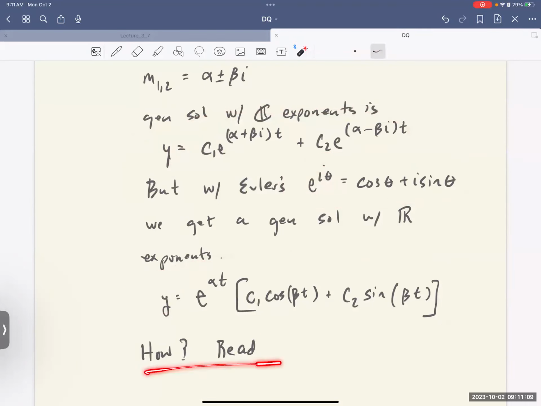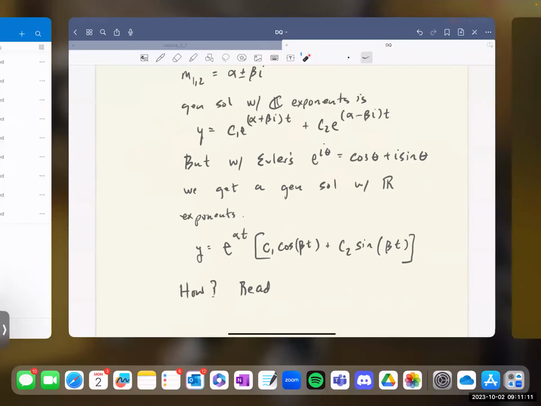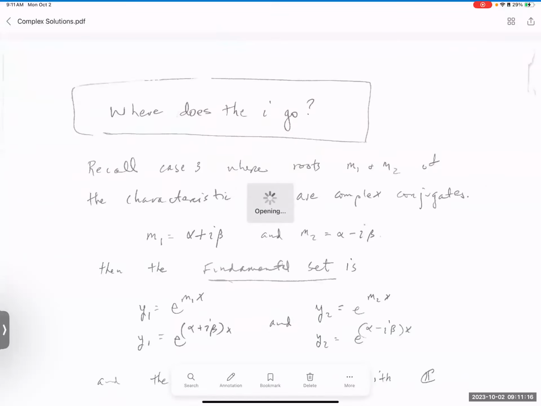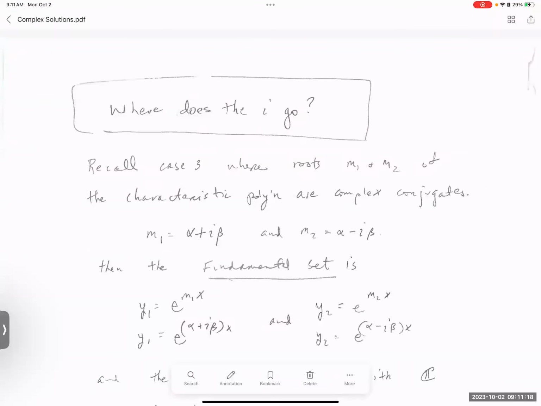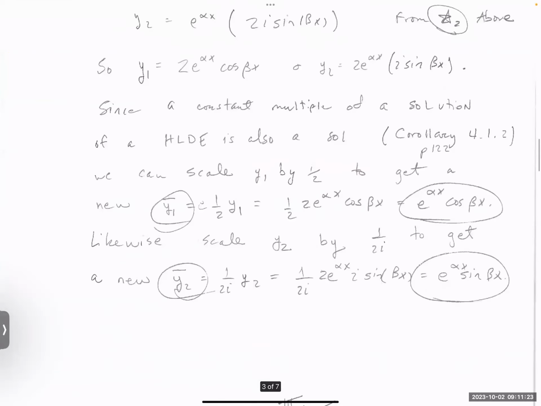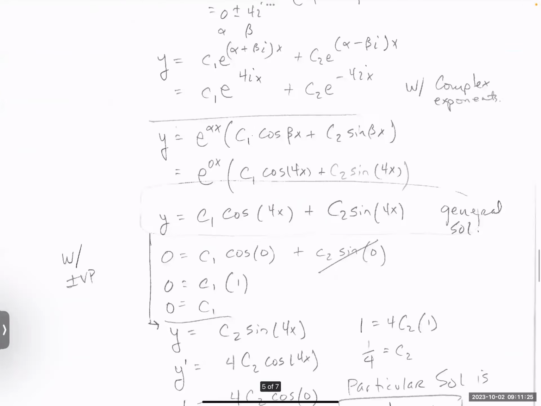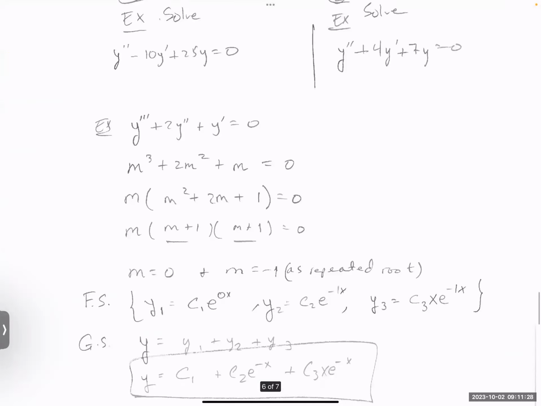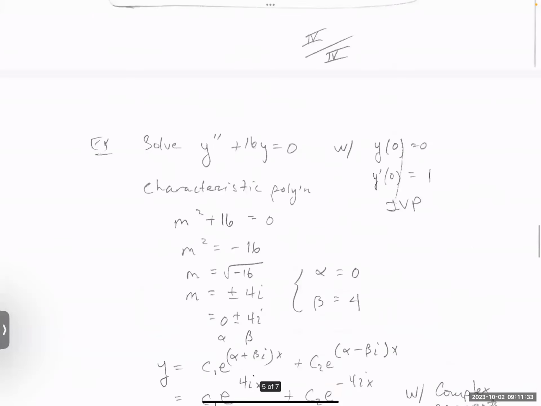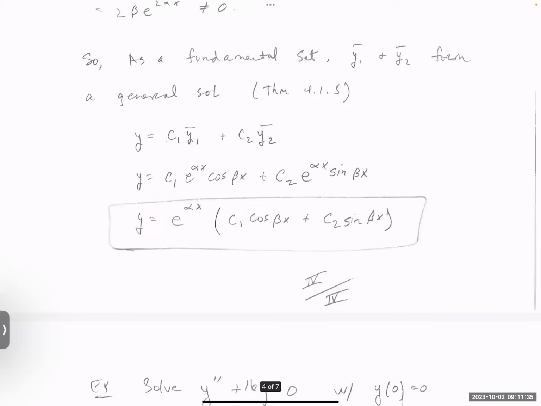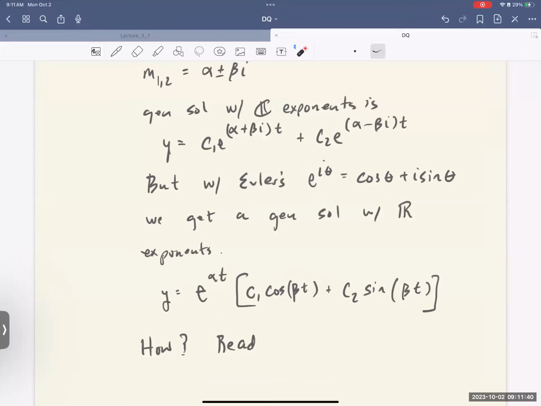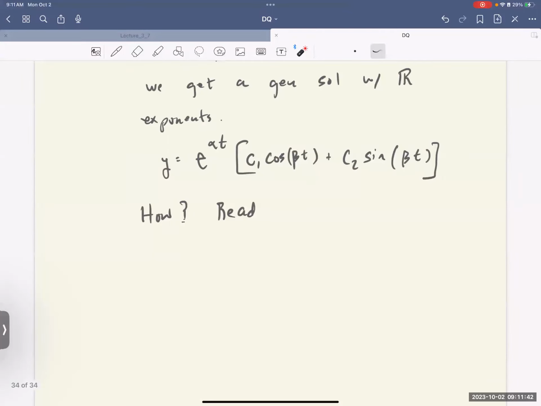As far as how that works out, we can talk about it later, but there's a file in your OneDrive for complex solutions. If you click that, I'll just show you real quick. It's page 1 of 4. This explains how Euler's formula works out to give you that, and I have some examples in there. Euler's formula gives you the general solution with the real exponent. You don't have to know how to do that, but that's how it works out. Then let's look at an example and then we'll be done.